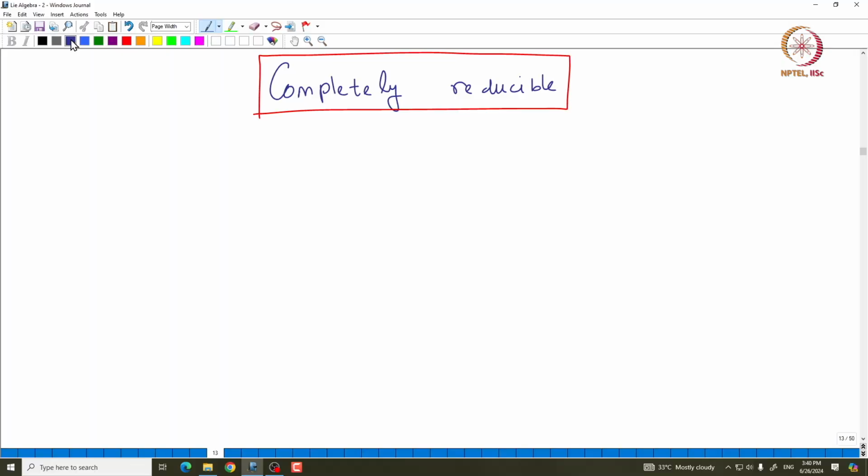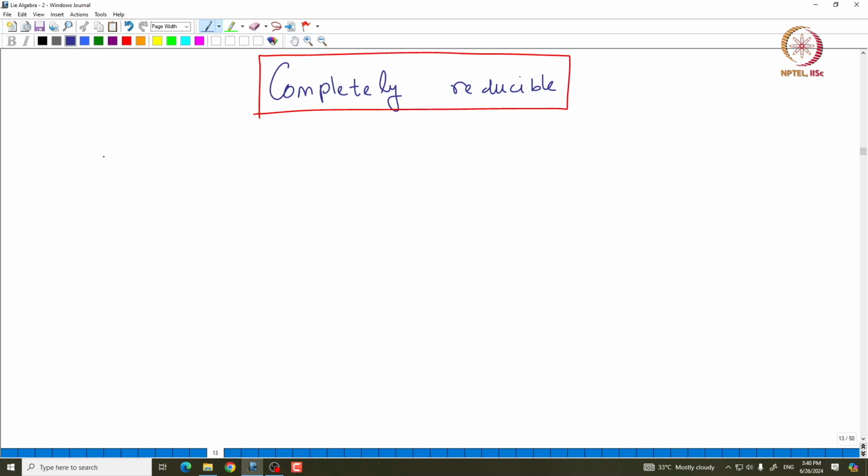Welcome back everyone. In this lecture, we will see the characterizations of completely reducible modules. So, let us recall the definition and the statement. What do we mean by completely reducible G modules?